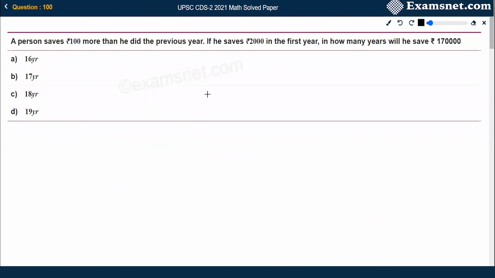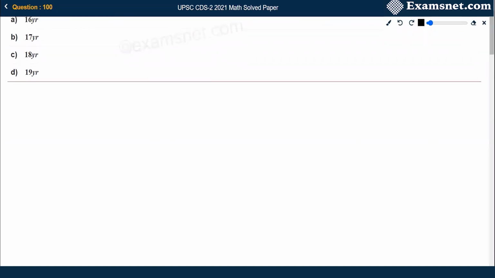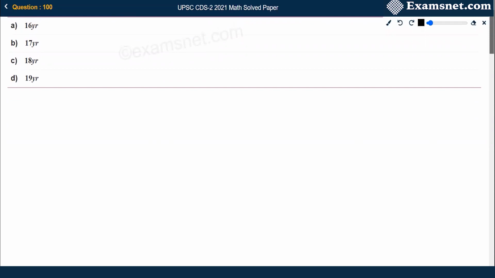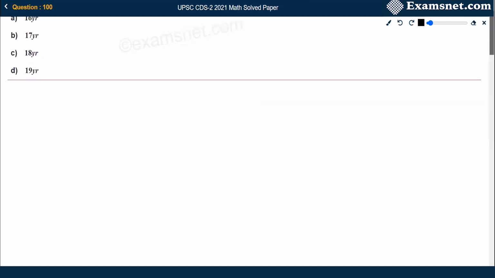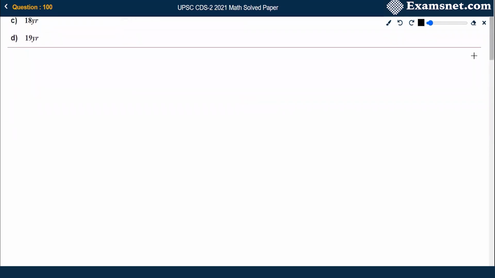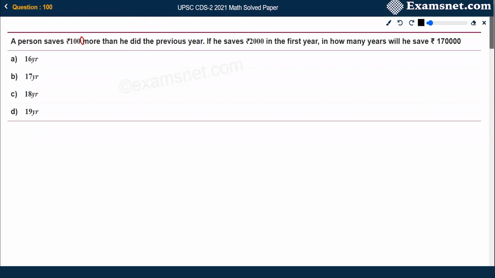In question number 100, it states that a person saves rupees 100 more than he did the previous year. If he saves 2000 in the first year, then how many years will he save? 17. Okay, so 1,70,000, right? Now a person saves thousands. Okay, it's written here 100. It will be thousands. A person saves 1,000 more than he did the previous year, right? So, and savings of his in the first year, that is 2,000.